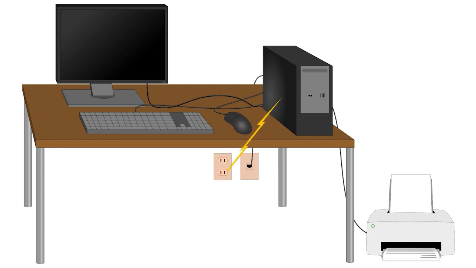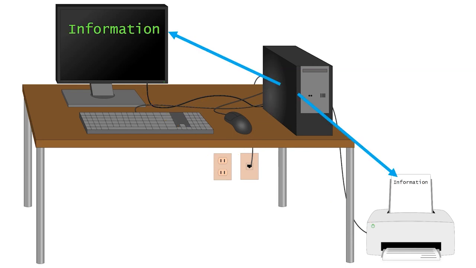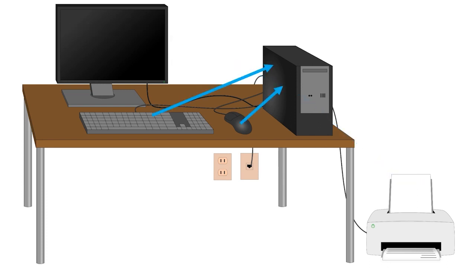Electricity flows from a power outlet into the tower, and from the tower, some of the electricity is allocated to the keyboard and the mouse. Electricity also flows from an outlet to the monitor and from an outlet to the printer. The computer sends information from the tower to the monitor or printer, which allows the user to see it. The user inputs information and commands into the computer via the keyboard and the mouse.